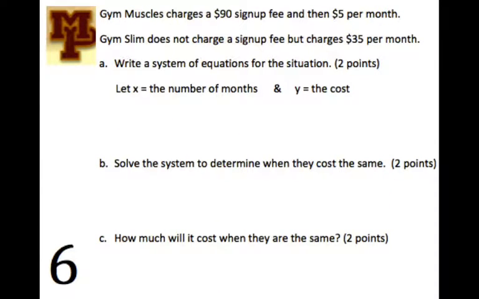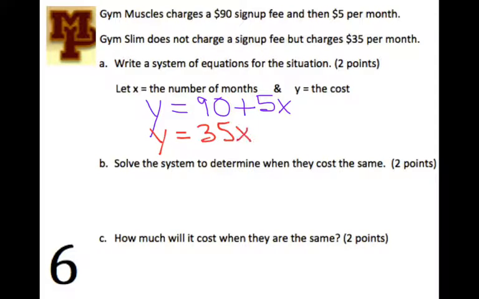Okay, we got a gym muscles type of problem on the quiz tomorrow, so I decided to just change up some numbers. So write a system. So the cost is going to be, for the gym muscles, y equals 90 plus $5 every single month. And then for the gym slim, it's not going to cost any fees for the sign up, but it does cost $35 every single month.